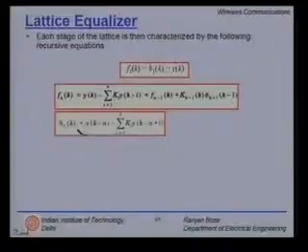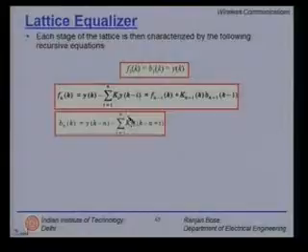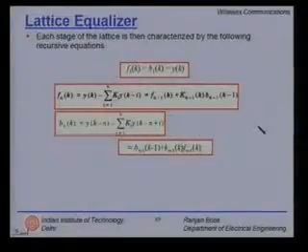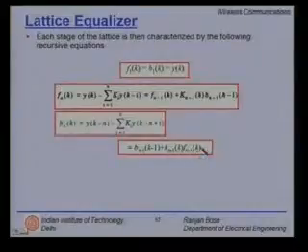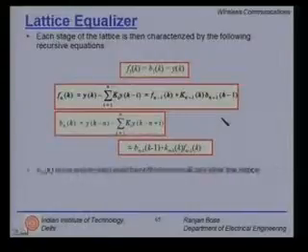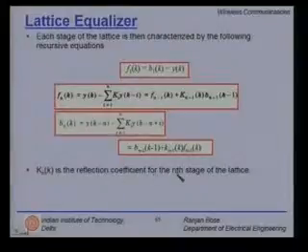Similarly, bnk is written as yk minus n minus summation i equal to 1 through n of ki yk minus n plus 1, again coming from the lattice structure. This can be written as bnk is equal to bn minus 1, k minus 1 plus kn minus 1 k fn minus 1 k. Very simple relationship. Here kn k is the reflection coefficient for the nth stage of the lattice.